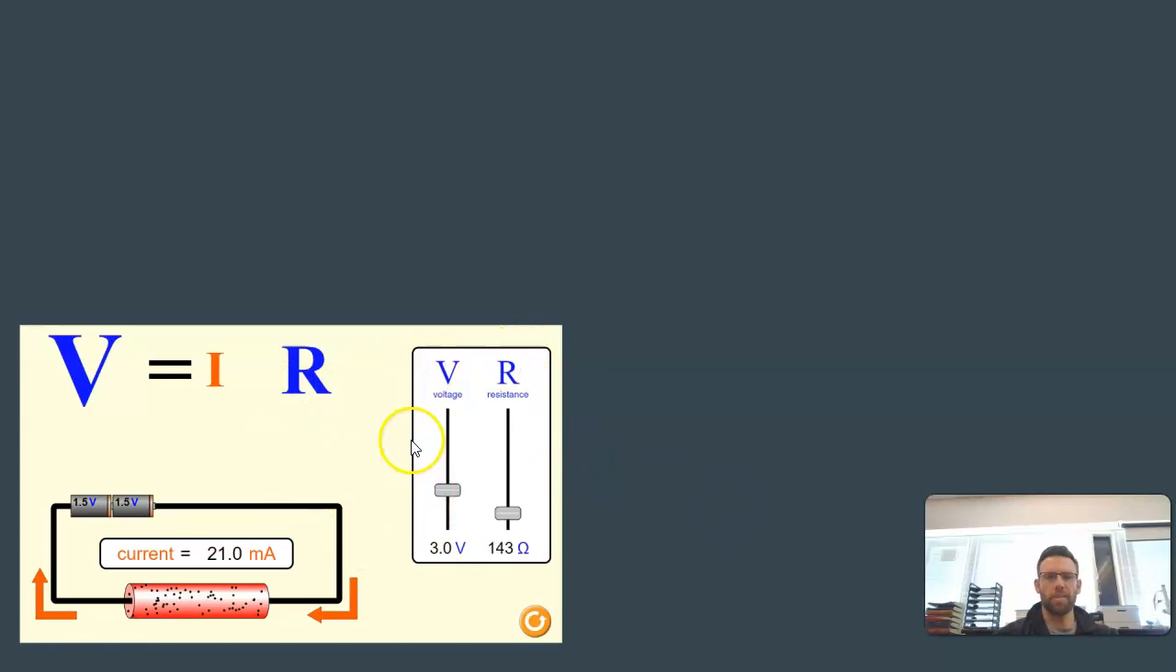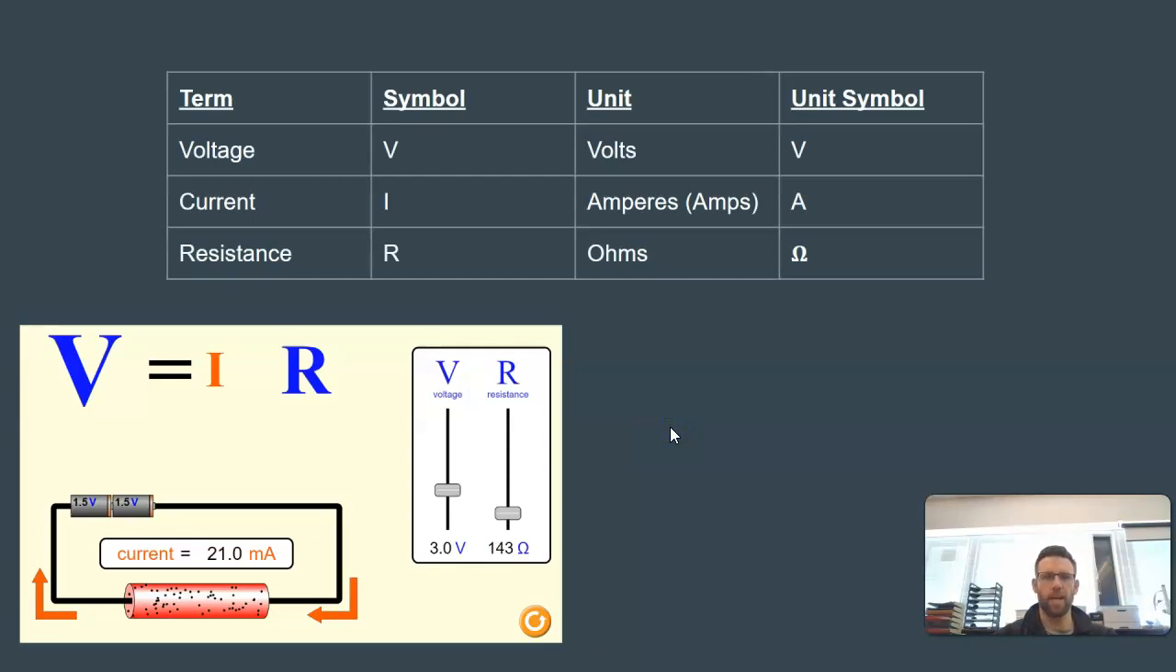This is a little simulation that I might show you in a minute, but basically it shows you how voltage, current, and resistance are all related to each other. And I just want to quickly go over something I said on the last slide, which is some of the symbols and units. Voltage has a symbol of V. We measure it in volts. The symbol is also V, a little bit confusing. It's named after a person named Volta. Again, a lot of things in science are named after somebody.